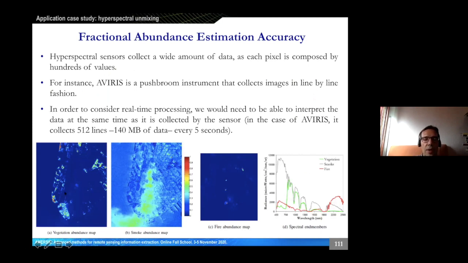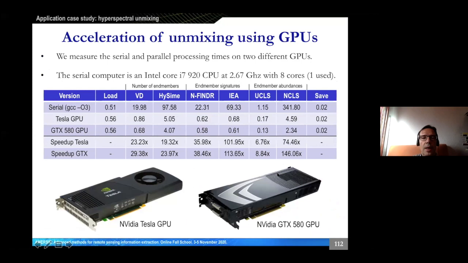Here you can see some of the abundance maps obtained from the data. This is the vegetation map. This is the smoke abundance map that you cannot see in the original image, but if you find the proper endmember, you can see things that are not visible in advance. And then finally, you also have the fire abundance map. These are the hotspots that we identified by looking at this fire endmember. As you can see, it has very high radiance in the thermal part, meaning that these are hot pixels in the data, while vegetation and smoke behave in a completely different manner.